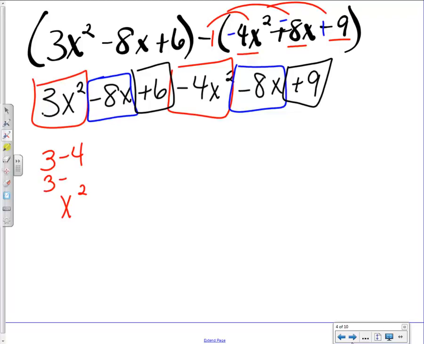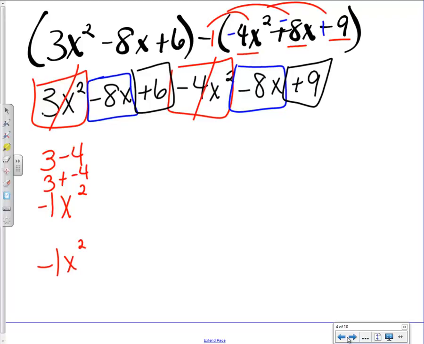If I change this to addition, change the sign that follows, the signs are different, so I'm going to subtract and take the sign of the bigger number. And I end up with a -1 x squared. Okay, these guys are done. Moving on to the blue.